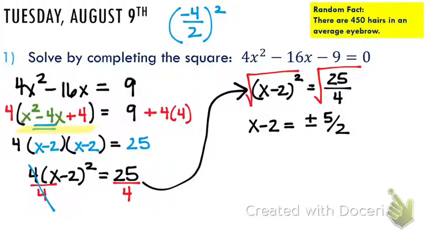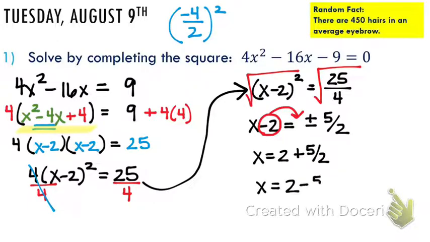Now this is a perfect square, so we can actually finish this out. So I'm going to add the 2 to both sides. So this -2, I'm moving over. I'm adding it because I'm solving for x. So x equals 2 plus 5 over 2. Put that in your calculator, see what you get. And then x also equals 2 minus 5 over 2.